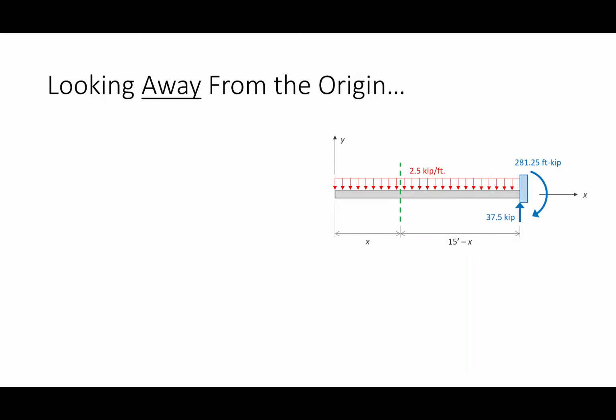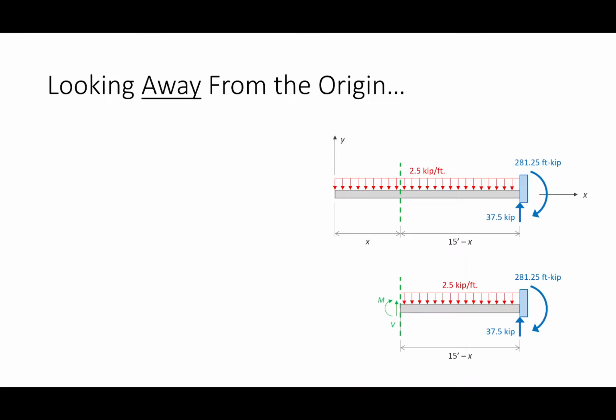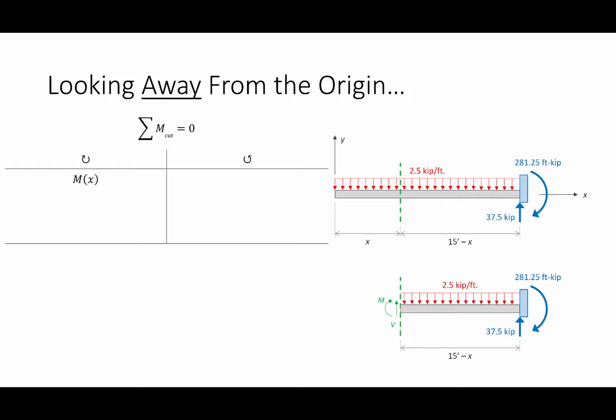Now what happens if we look away from the origin? So we cut a section, look to the left. What happens if we cut a section, look to the right? Well, okay, let's do that. So we cut a section, look to the right. We have to deal with all this. Okay? So, some moments. What do we have? We've got M going this way.